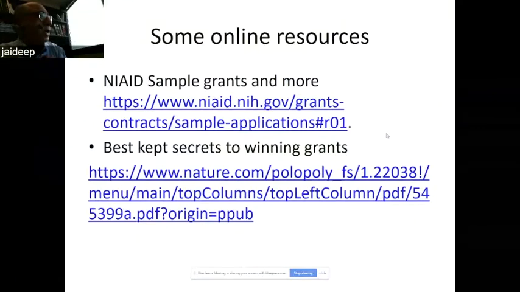So I've included some online resources. One is from NIAID, where they've put some sample grants on their website, and these are actual funded grants, so they've given summary statements. You can go read some of these. And then Nature published an article on grantsmanship. Why I like this one was it talks about clinical grants. Most of the grant writing guides, etc., focus quite a bit on bench grants, and there is a different art to writing clinical grants.